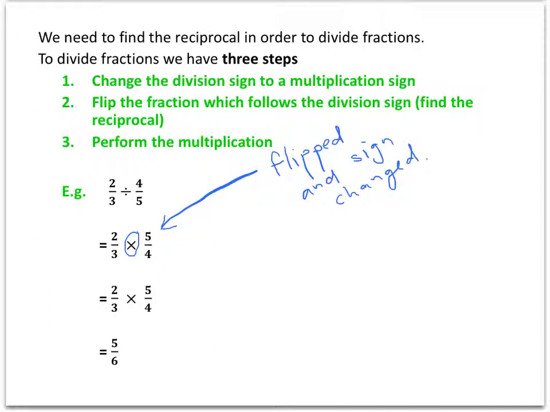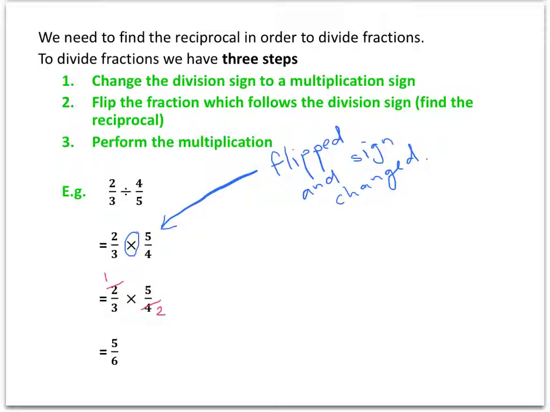Okay, and then we do a normal multiplication equation, remembering that we want to be simplifying before we multiply. Highest common factor between 2 and 4 is 2. So 2 goes into 2 once and into 4 twice. So 1 times 5 is 5, our new numerator, and 3 times 2 is 6, our new denominator.